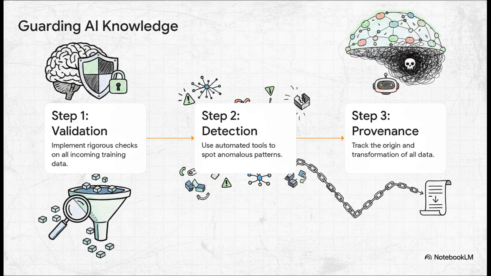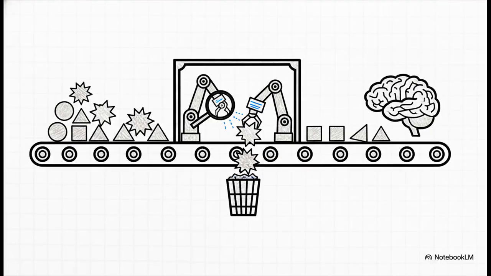We have to protect the AI's library with 3 critical steps. First, we need what are basically digital librarians running tough checks on everything the AI studies. Next, smart algorithms hunt for those subtle patterns, the hidden attacks a human would probably miss.